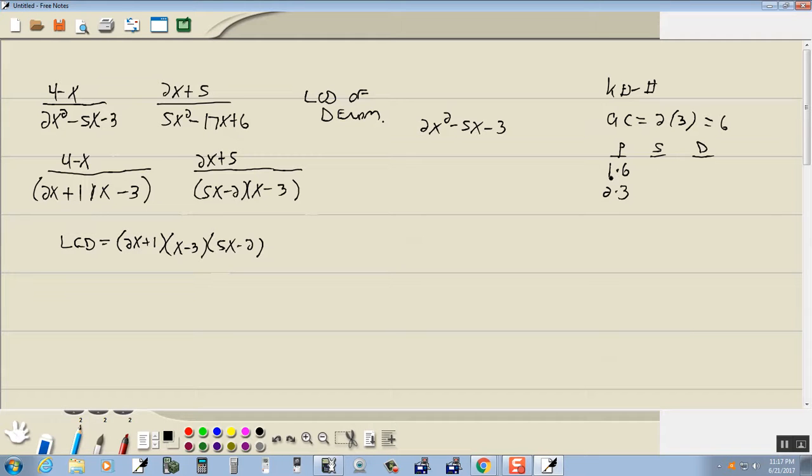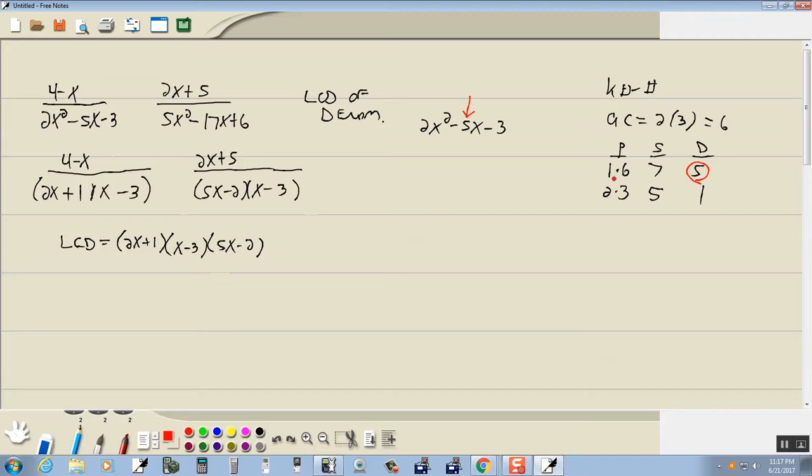Okay, now the S column. That's S for sum. We want to add these together. 1 plus 6 is 7. 2 plus 3 is 5. The difference column: we're going to subtract smaller from larger. 6 minus 1 is 5. 3 minus 2 is 1. Now, the number we're looking for is the number in our middle term, which is 5. But since our last term is negative, it'll always be the one in the difference column. If your last term is positive, it'll always be the number in the S column.